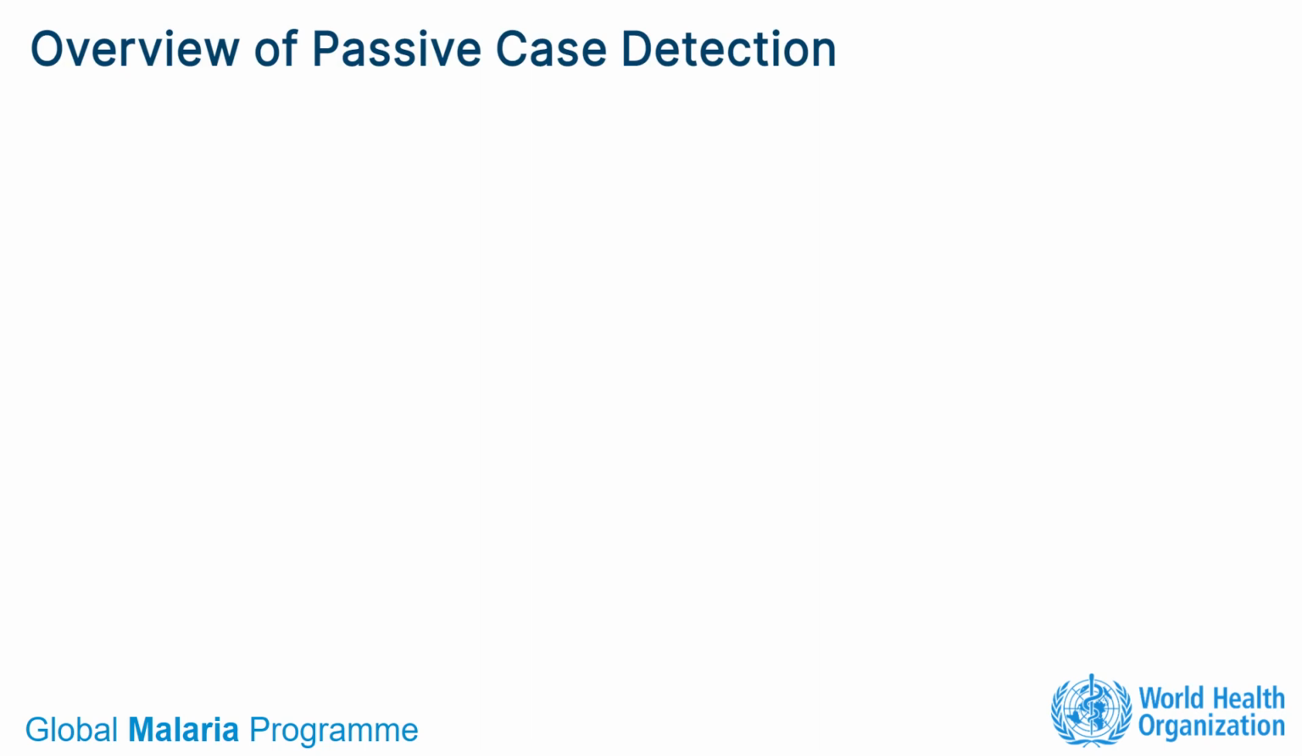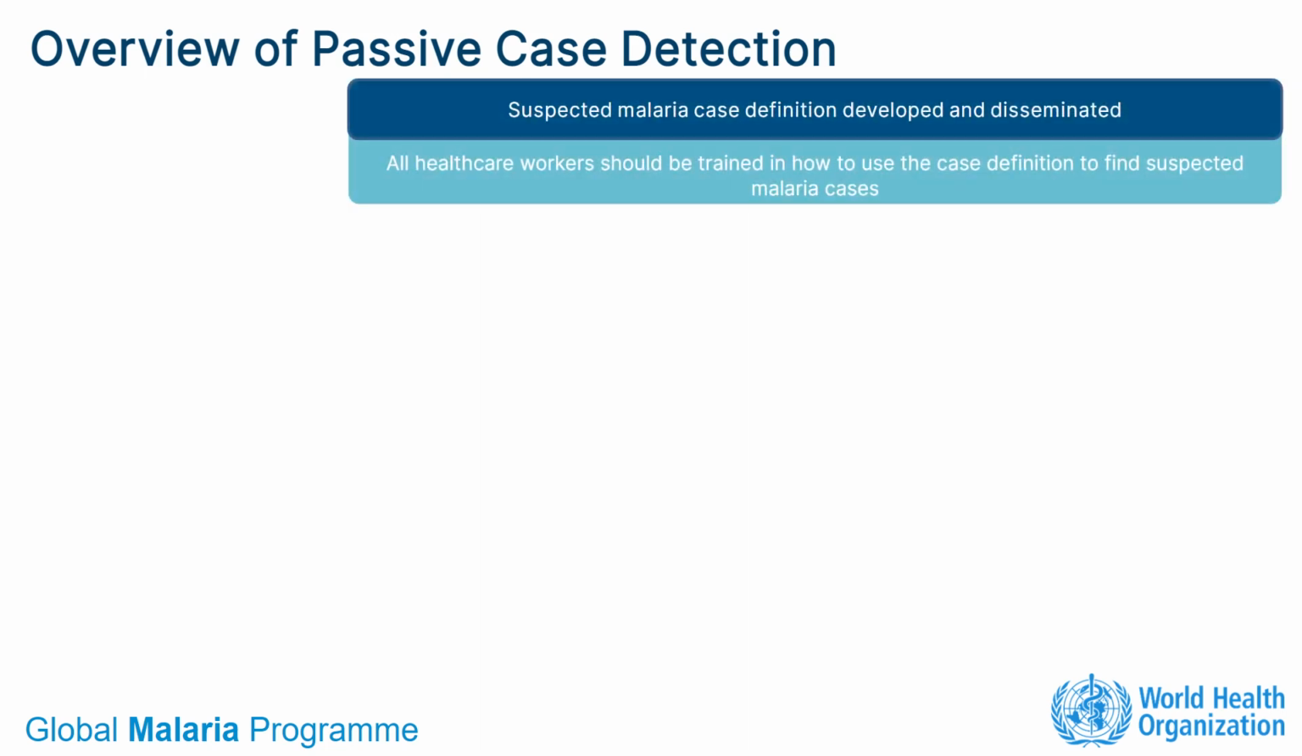Now that we understand the difference between passive and active case identification, let's review the basic steps to identify a case. The first step in case identification is the development and use of a case definition for a suspected malaria case. A case definition is a set of symptoms or characteristics of people that put them at high suspicion for malaria and therefore indicate the need to be tested. Healthcare workers must understand the case definition and how to apply it to find suspected cases. We will talk about definitions of a suspected case in the next few slides.